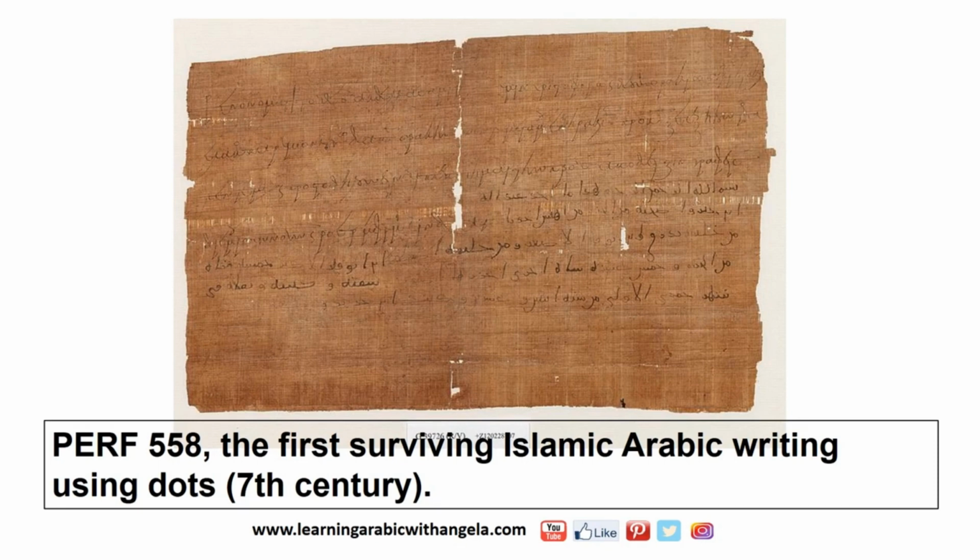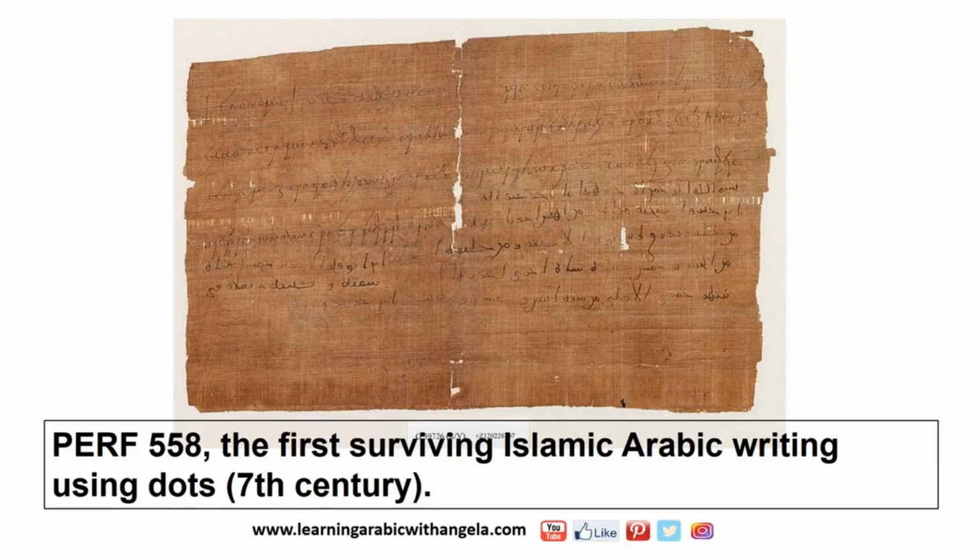PERF 558 is the first surviving Islamic Arabic writing and the first surviving document that definitely uses i'jam dots. This manuscript, dated in 643, shows extensive dotting of Arabic script. Diacritical dots on the letters shin, zay, dhal, kha, jim and noon are clearly visible.